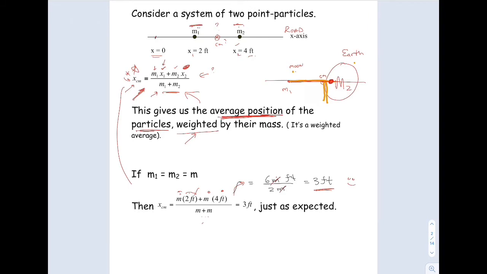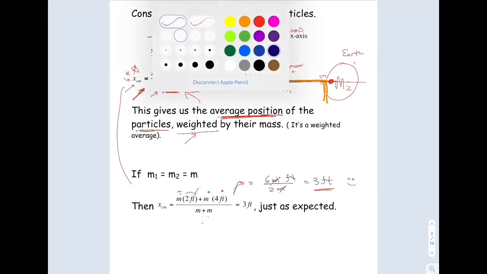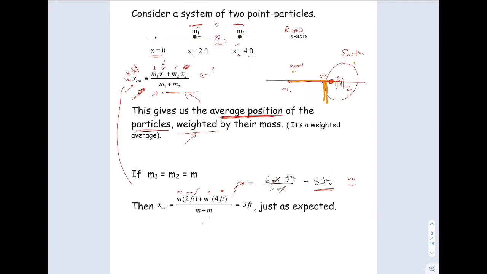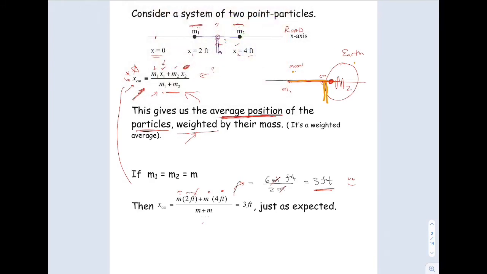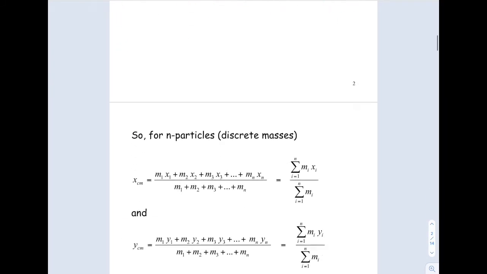So if these 2 tennis balls are the same mass, then the center of mass should be between them. Meaning if you connected these 2 with a stick, you could put your finger right there and balance them. So just think of it for now as the location where you could balance these. Again, we didn't derive this expression, we just tested it to see if it gives us the expected result in the limit where we have 2 masses and the masses are the same.